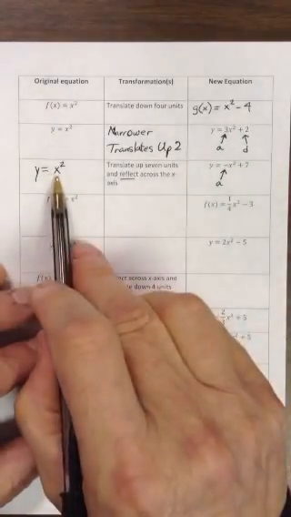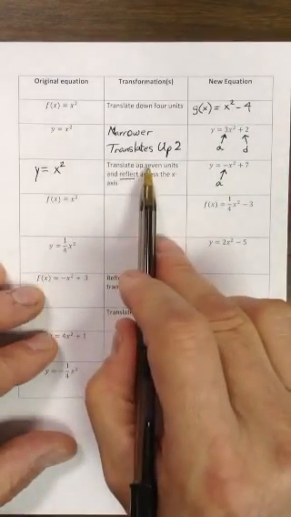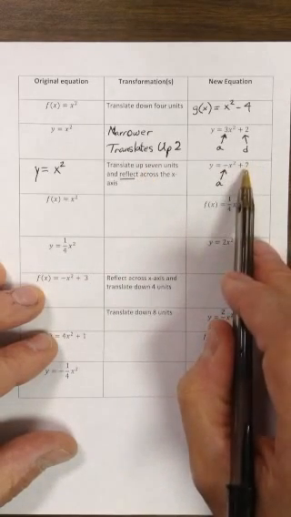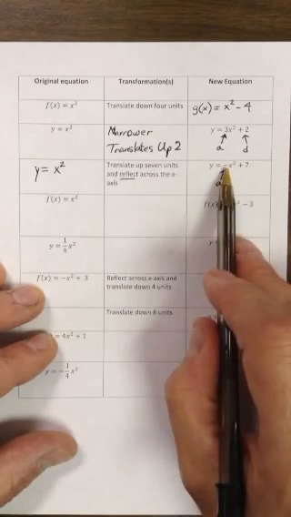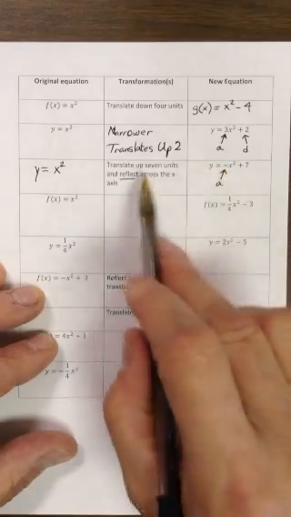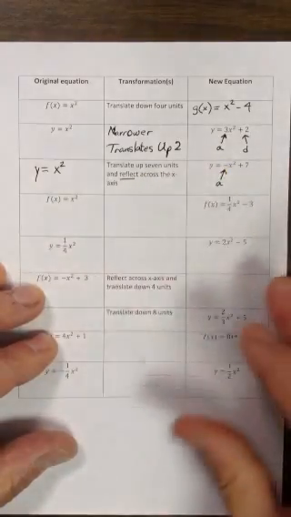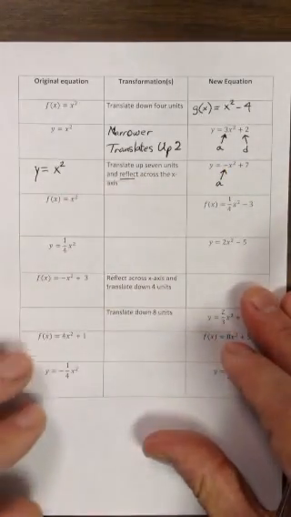Check it out. If I start with the parent and I translate up 7 units, that becomes a plus 7. And if I reflect it, I make my A positive to negative, and that will reflect it over. Go ahead and put that in your calculator, and you'll see it does exactly what it says right here.